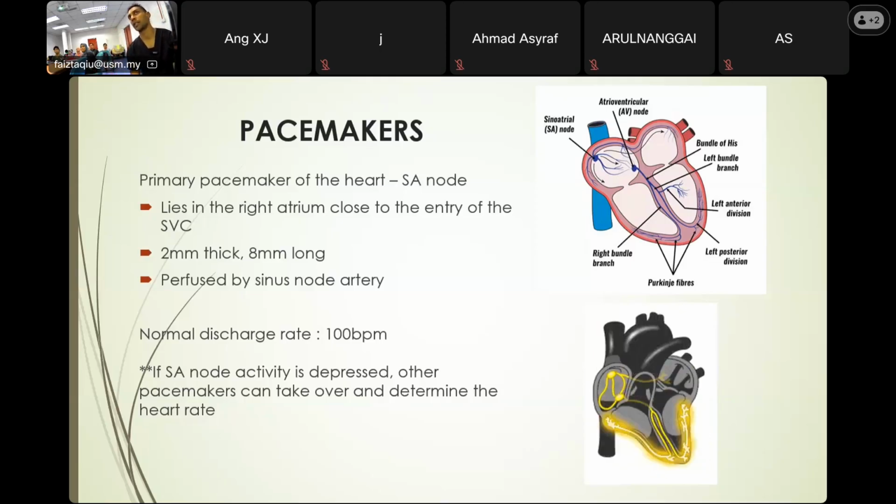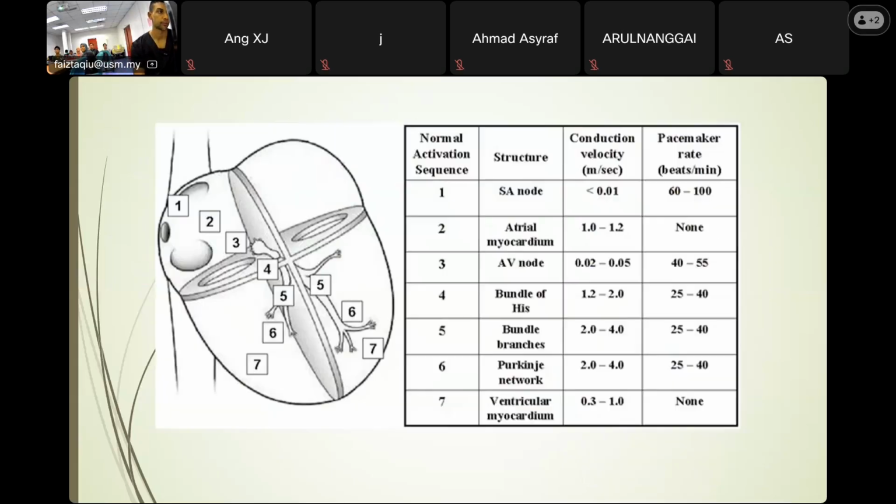And like I mentioned, if the SA node activity is depressed, other pacemakers can take over as the primary pacemaker and determine the heart rate. That's why when we insert a central line, if you go too deep, you trigger arrhythmia, because it is at the entry of the superior vena cava. If you go too deep, it's touching the trigger, and you can see the arrhythmia.